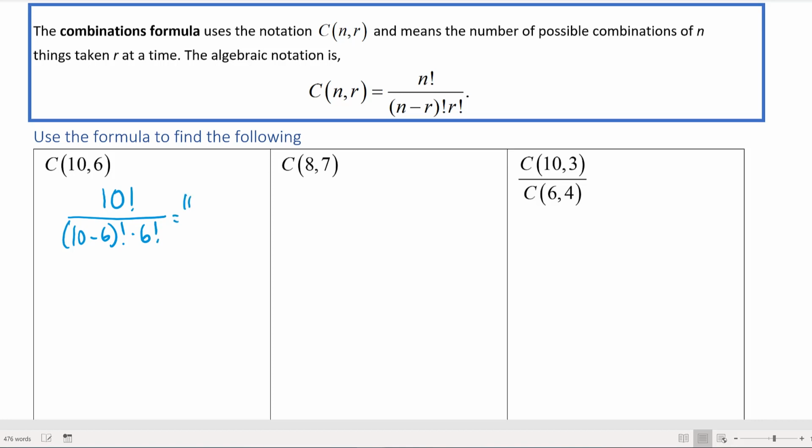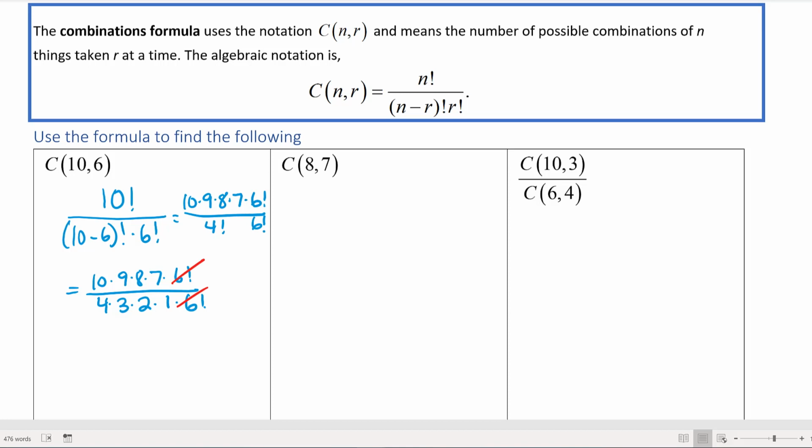So when I'm working this, I have 10 times 9 times 8 times 7 times 6 factorial. I stop at 6 factorial because there's a 6 factorial in the denominator. And 10 minus 6 factorial is 4 factorial. So that gives me 10 times 9 times 8 times 7 times 6 factorial on the numerator, and on the denominator, 4 times 3 times 2 times 1 times 6 factorial. So the 6 factorials divide out nicely.